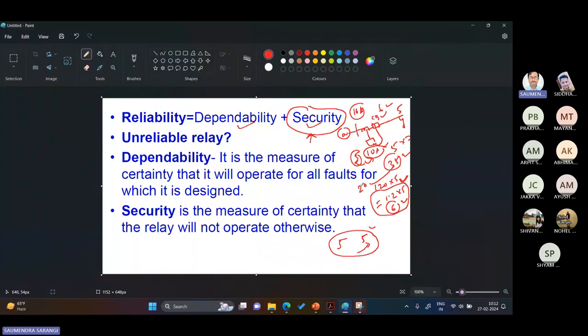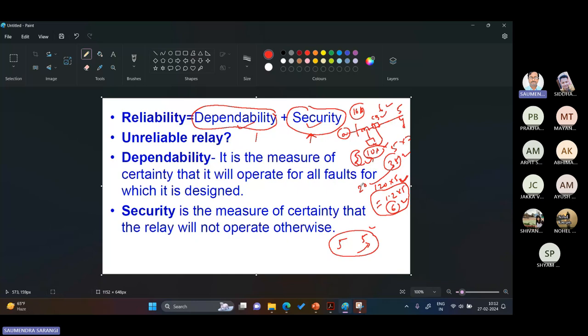Similarly, what is dependability? Dependability means you are talking about a relay. Relay is not able to detect the fault. Matlab relay ka kaam kya hai? Relay should detect a fault. But if the relay fails to detect a fault, then it is nothing but called loss of dependability.